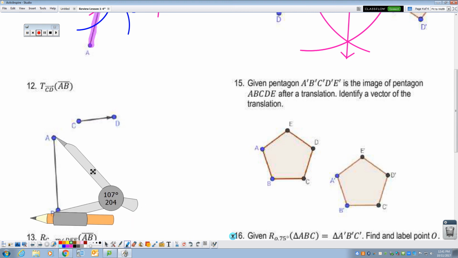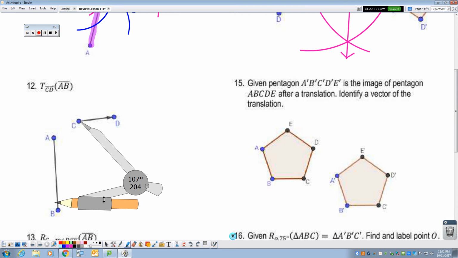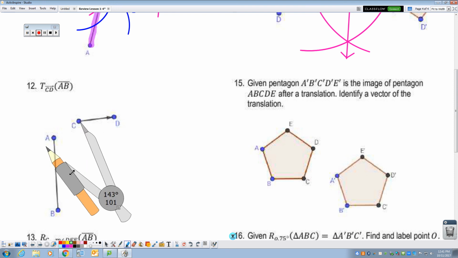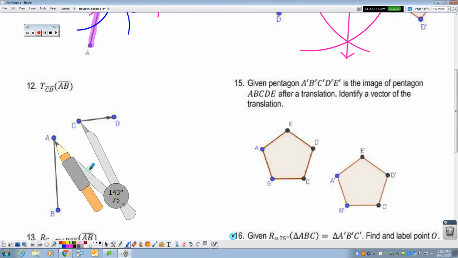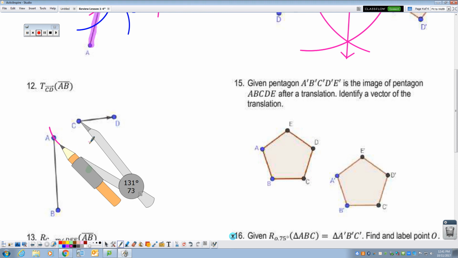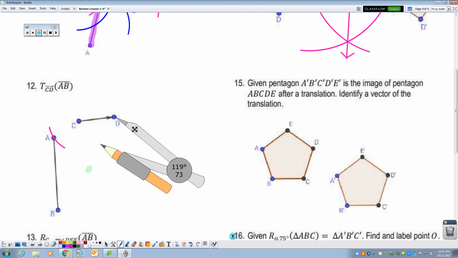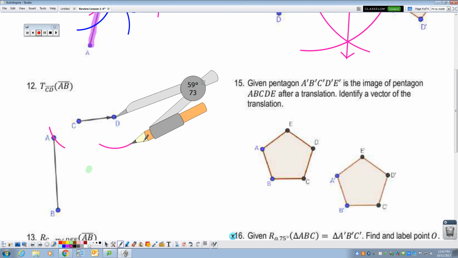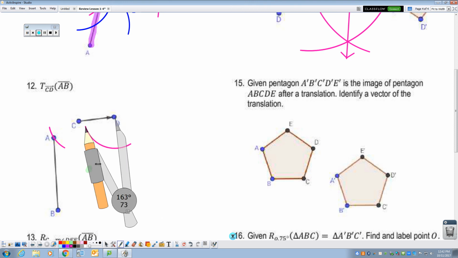So the first thing I want to do is measure from the distance from C to A. And I'm going to draw an arc to prove that I measured that length. Now the length from C to A should match the length from D to A prime. So I know that A prime belongs somewhere on this pink arc.